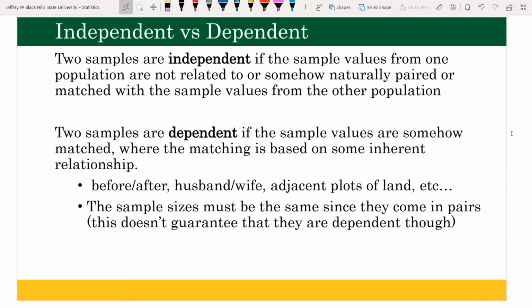You can also look at husband and wife. So, for example, you might look at the weights of husbands and wives. It could be that they eat the same types of foods. Their weights may be dependent on something that they have in common.